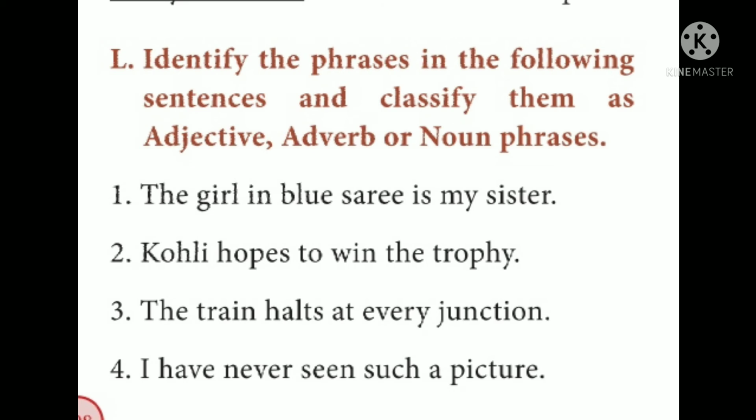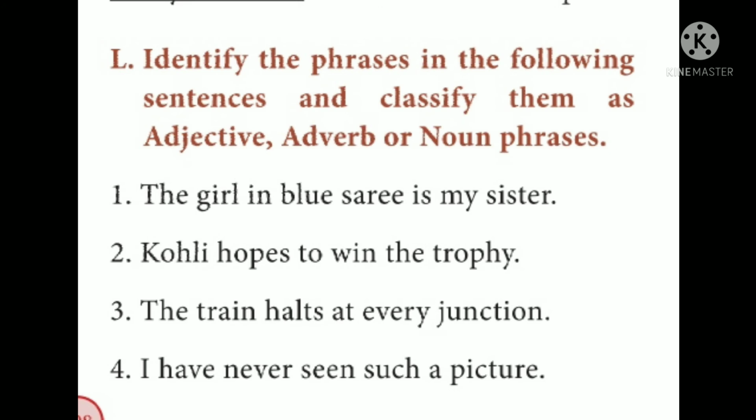So, the girl in blue saree is my sister. "In blue saree," you can underline that. It describes the color of the saree, so it is an adjective phrase. Next sentence: Kohli hopes to win the trophy. Here it is a noun phrase. "Win the trophy." Trophy is a noun, the name of an object. So it is a noun phrase. You can underline "to win the trophy."